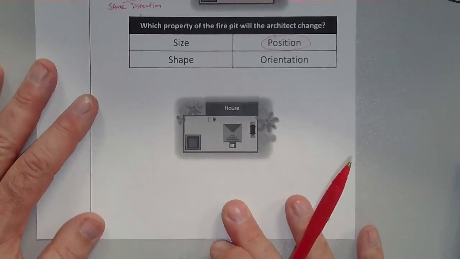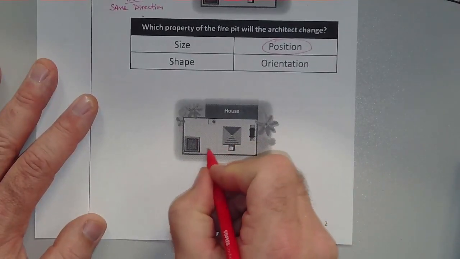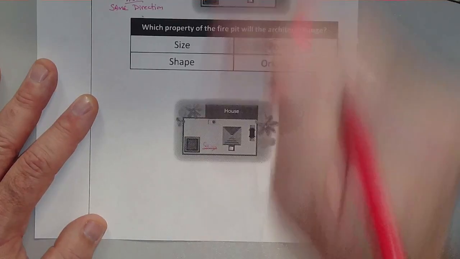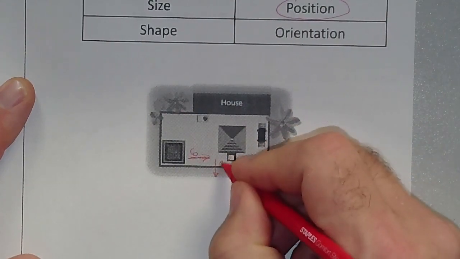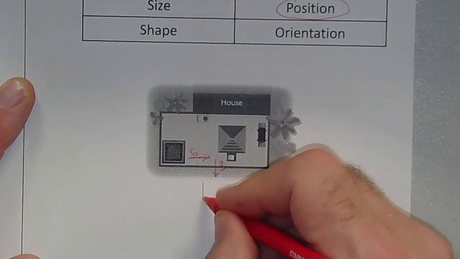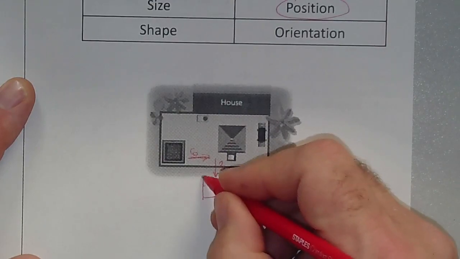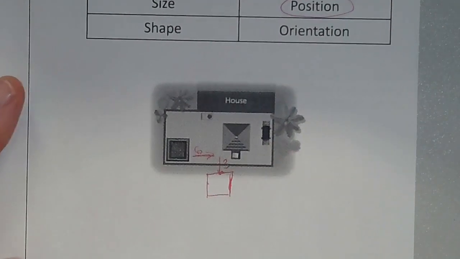So down at the next thing, I'm just going to draw an arrow here that says 6. There's our 6 feet to the right. And then 3 feet further from the house. That's going to give us a fire pit about right there. Not the best drawing, right? But if it was the best drawing, it would be exactly the same as the other fire pit.